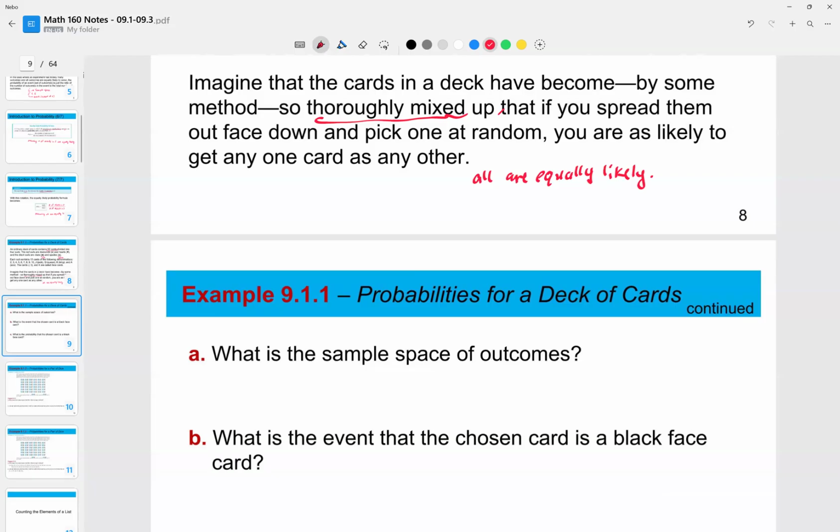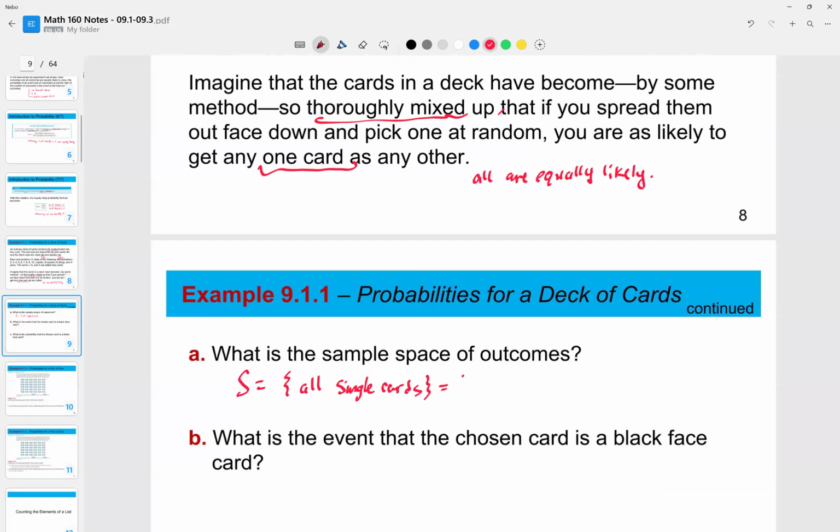Well, anyways, so you spread them out face down. So we have all 52 possible cards, and we pick one. Part A says, what's the sample space of outcomes? Well, these are just all the cards. I should say every single card, because we're picking one card. So the sample space would just be all single cards.